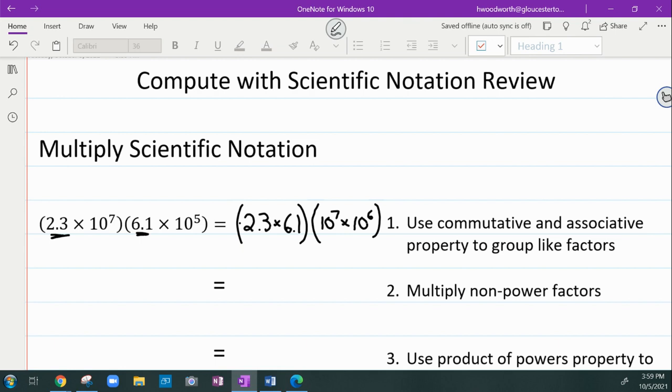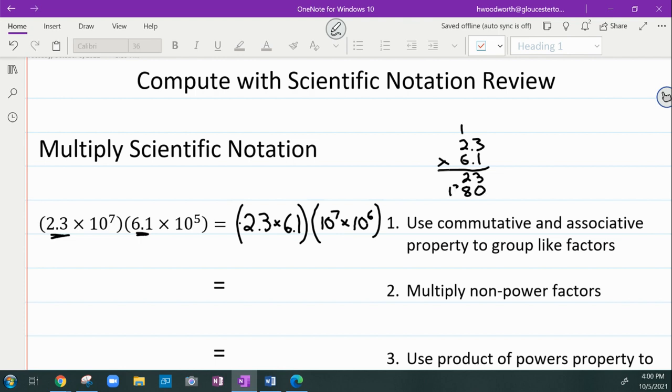And so now we just have to go on to step 2 and multiply the non-power factors. So we're going to do 2.3 times 6.1. We're going to multiply them. We get 23 because 1 times 3 and 1 times 2, and then for the placeholder, we get 18, 1.